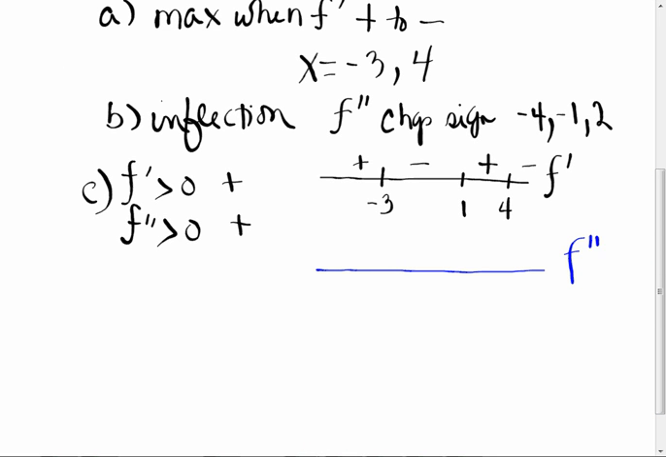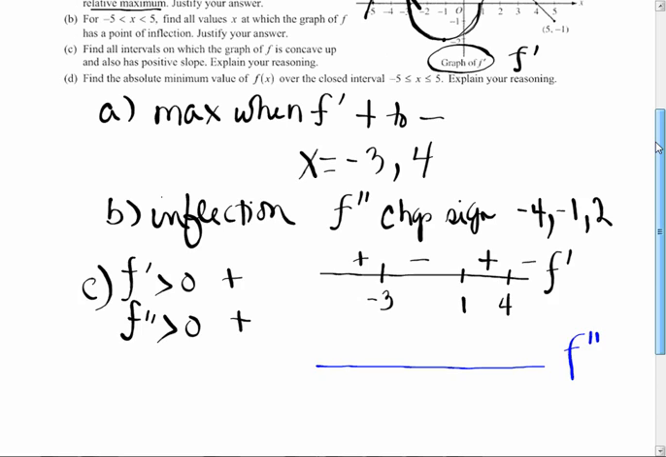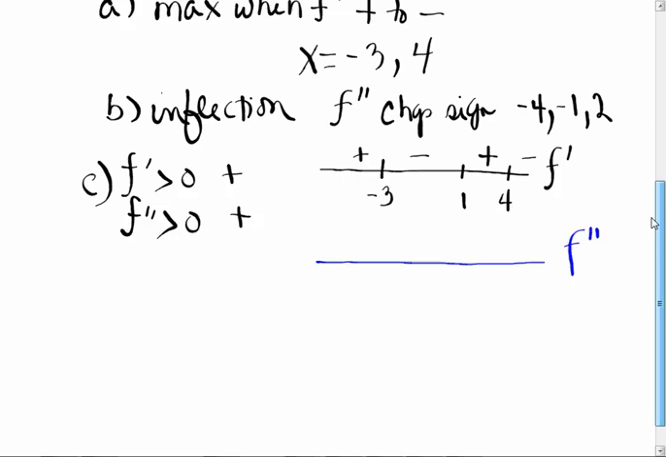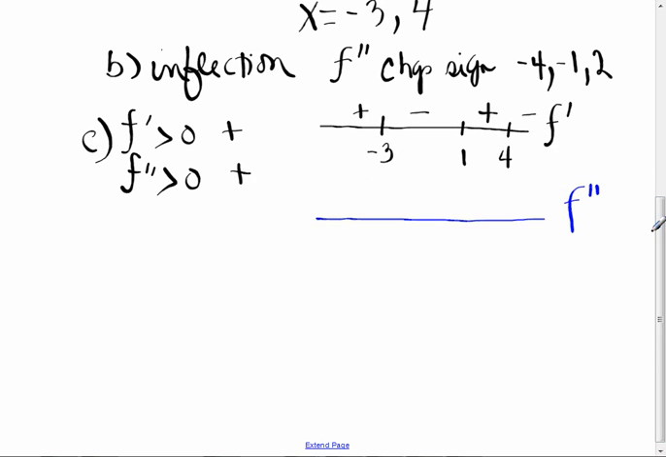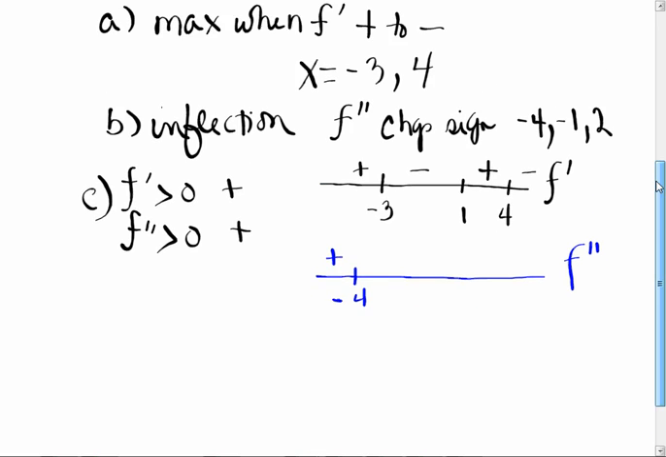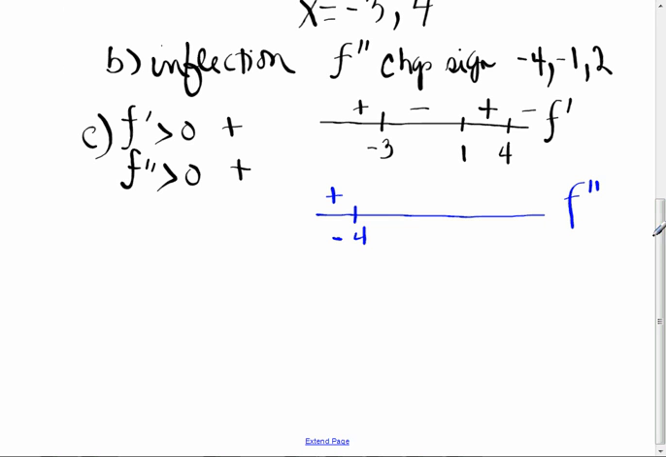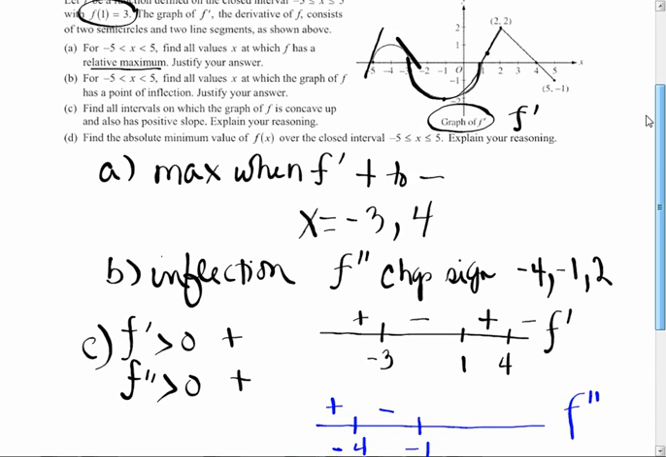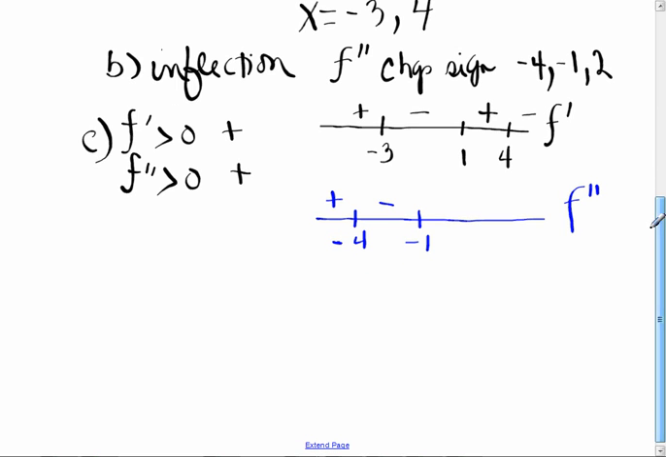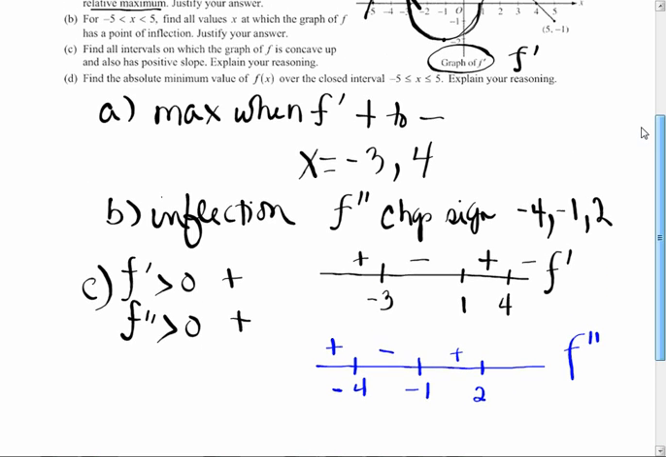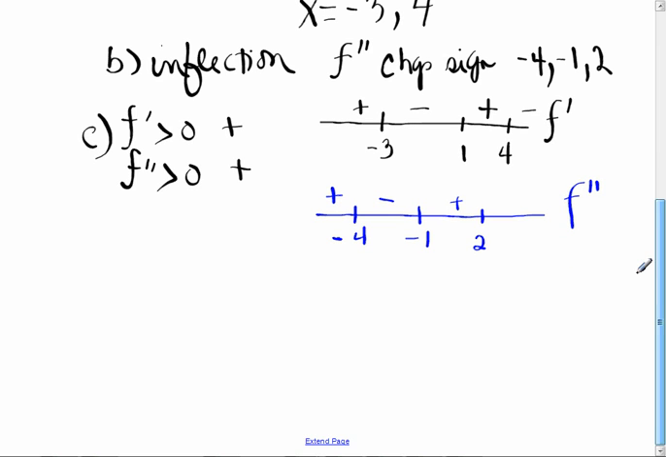F double prime. Where is f though? This is the slope of this graph. It's positive till I get to -4. And then it's what? Negative until I get to -1. I'm trying to line it up a little bit. And then it's positive until I get to 2. And then it's negative.